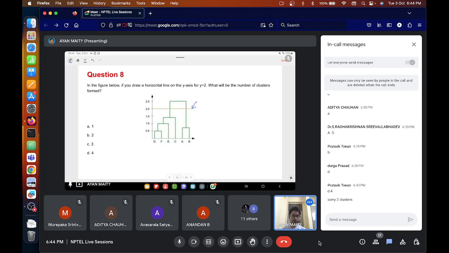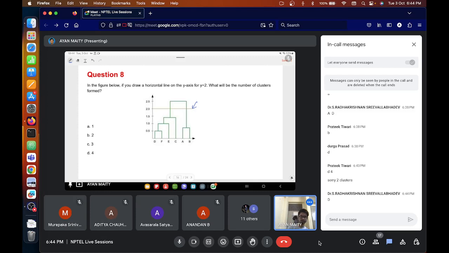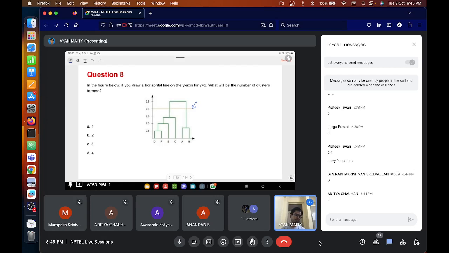Pratik Tiwari says 2 clusters, which is option B. Dr. S. Radhakrishnan says option D, which is 4. Aditya Chauhan also says option D, 4.